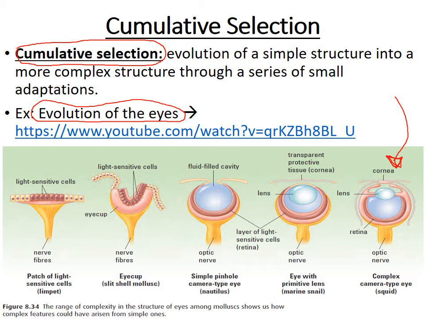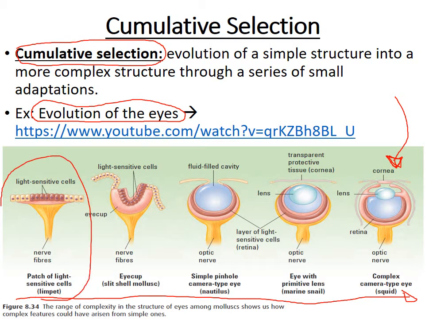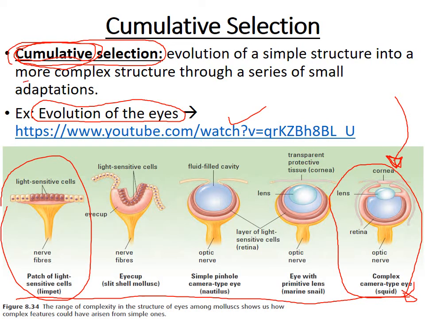So this diagram here illustrates the evolution of the eye from a simple form to the very complex form that we may see today. So to learn more about the evolution of the eye and the idea of cumulative selection, please watch this video over here. And again, cumulative meaning many changes occurring over a number of years to create a more complex structure.